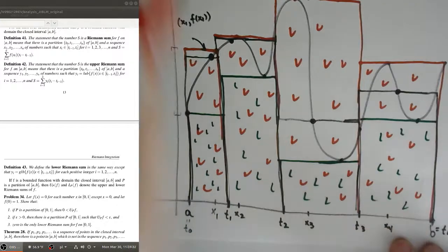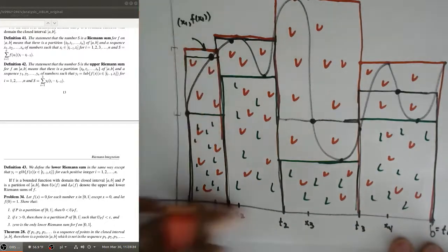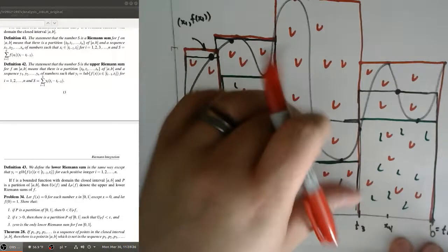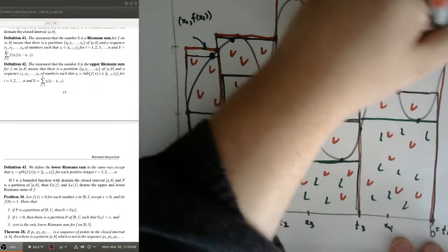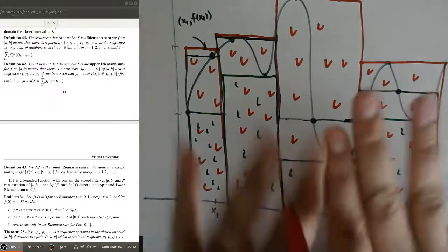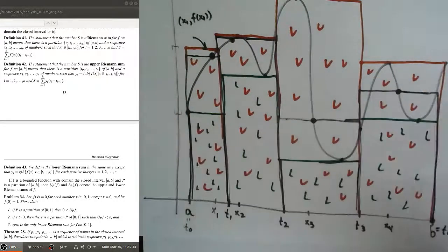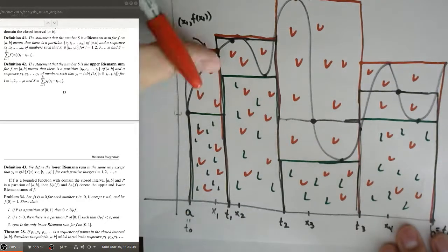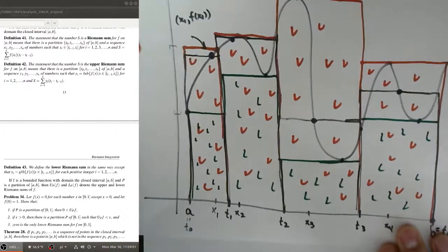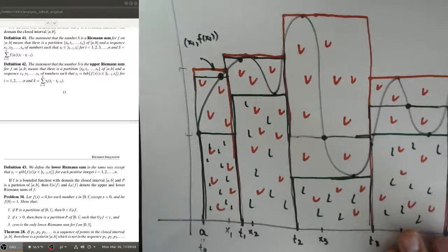So what you're doing is you're saying, okay, I'm going to make a partition. I'm going to make the upper Riemann sum. I'm going to write that number down. Then you're going to make another partition. You're going to make a Riemann sum. You're going to write that number down. And you're going to have this big set, this big collection of numbers. Now that big collection has an upper bound. How do you know that?